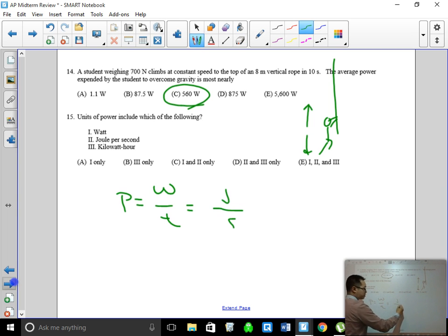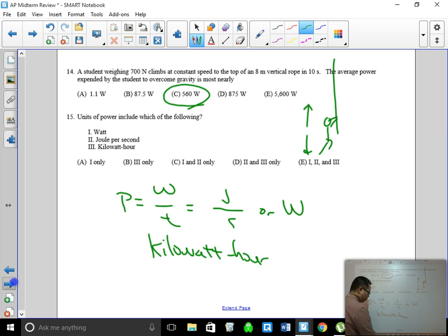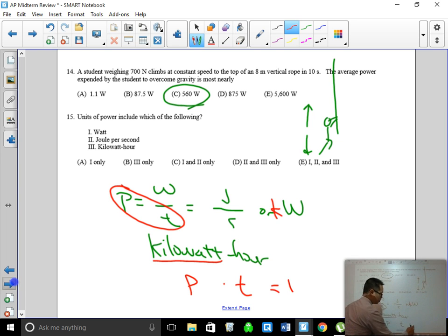And when they ask about units of power, well, power is equal to work over time, so it equals joules per second, which I also mentioned is the same thing as watts. But the question is, what's a kilowatt hour? Well, if we break it down into its parts, a kilowatt is really just 1,000 watts. So this kilowatt is actually already power. Hour, of course, is time, and power times time is simply equal to the amount of energy that was used. So choice 3, kilowatt hour, is actually a unit of energy, so the answer would just be choice 1 and 2, or choice C.